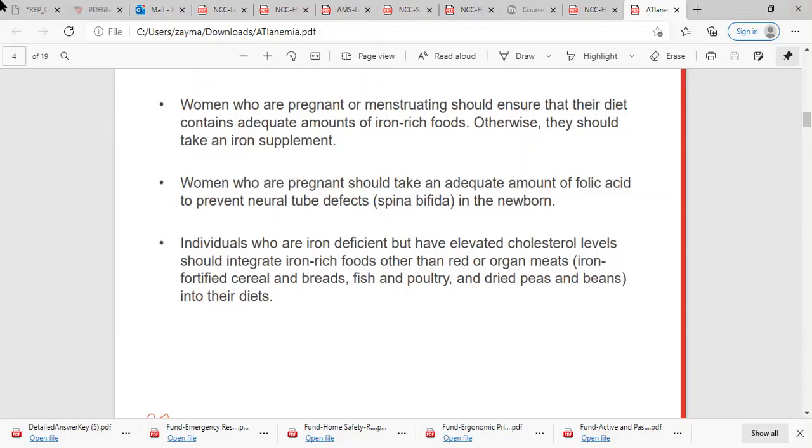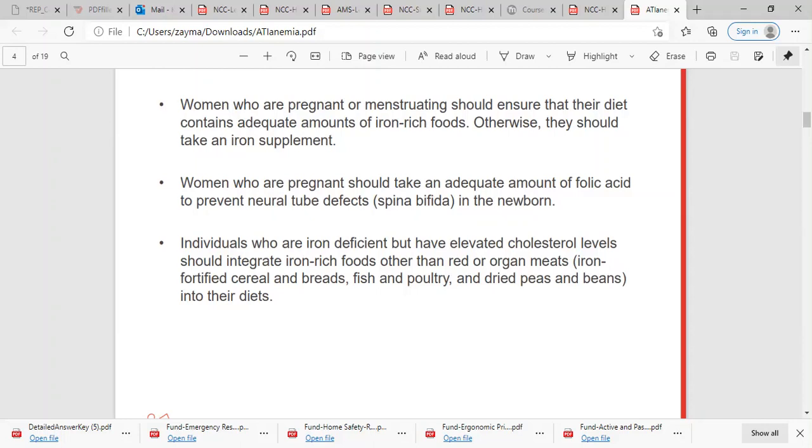Let me pull the page up for you. I apologize. Anemia, where you at? Where you at, anemia? Hold on. All right. There's so much in this. Okay.